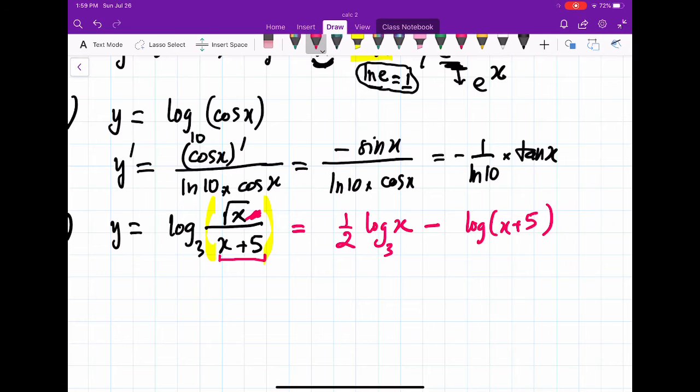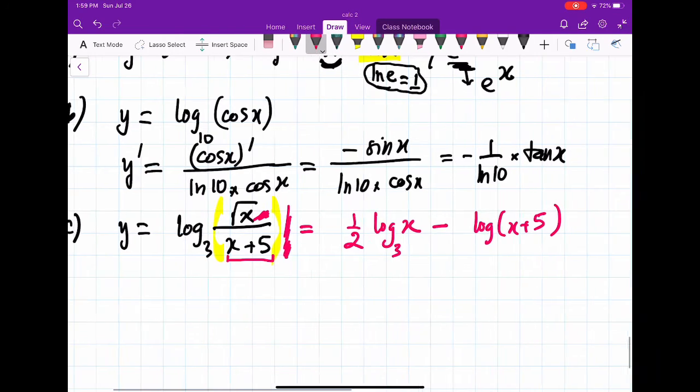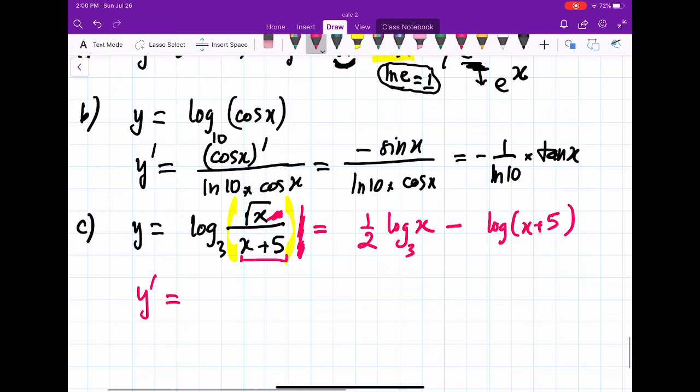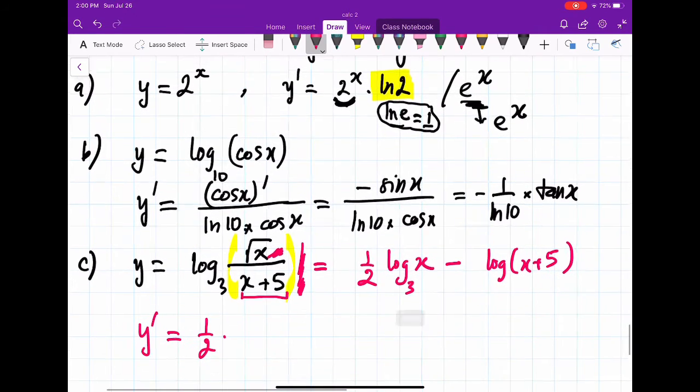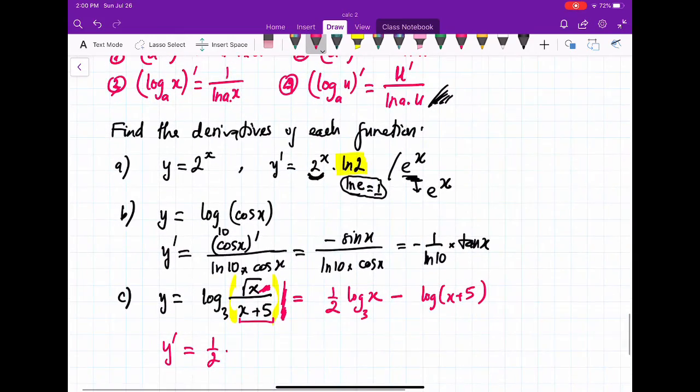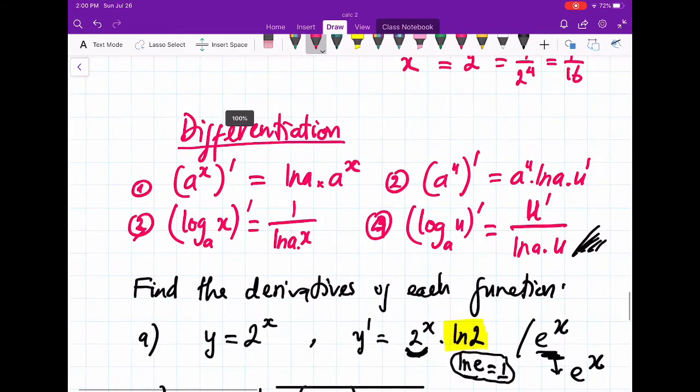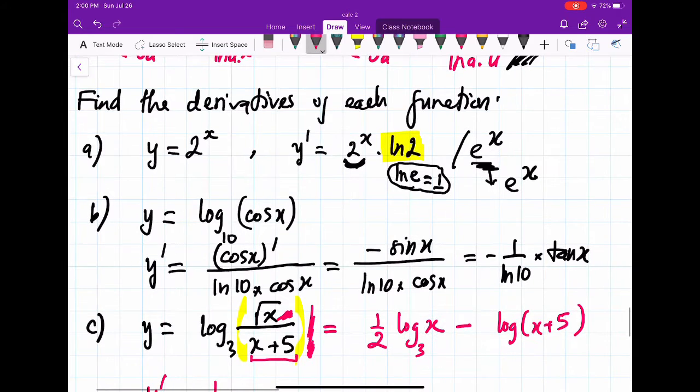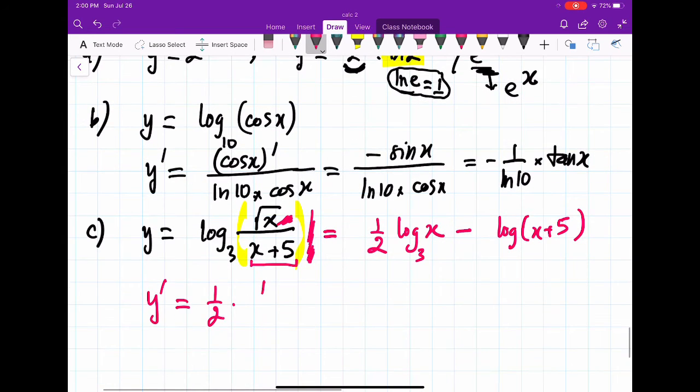Then you can differentiate each term easily, right? It's easier than differentiating the whole thing in here with the chain rule, right? So I have y prime equal to 1 over 2 times the derivative of log x. Okay, I don't remember that. I need to check it. It is right here, 1 over ln of a x, right? So a is 3. I have 1 over ln 3 times x.